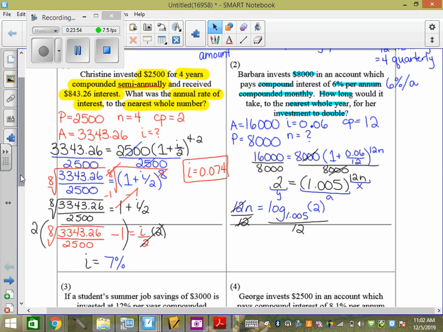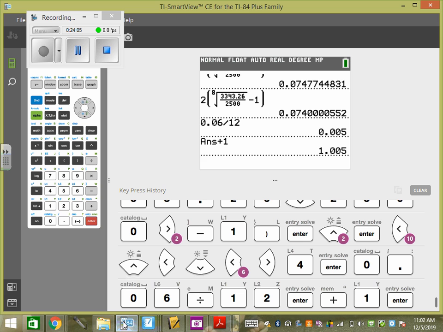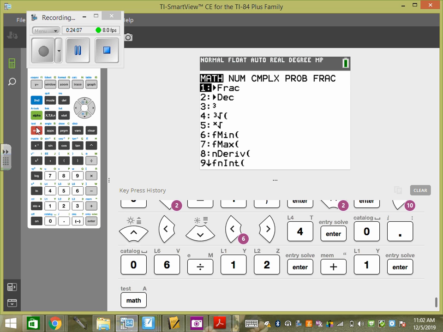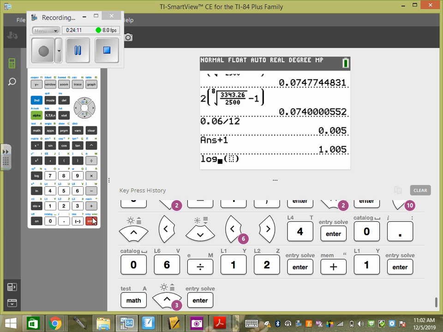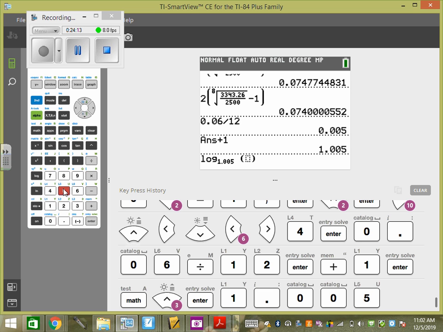And you're going to type it into your calculators. So I'm going to go math, log base. I'll do it both ways just to make sure, just in case you have the other calculator. 1.005. What was here?